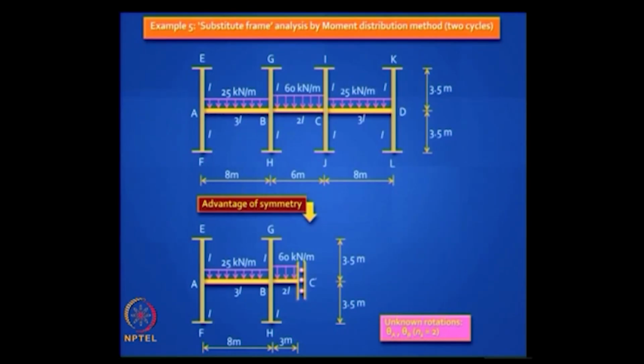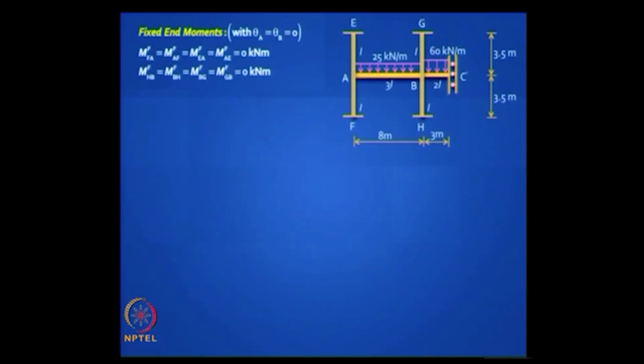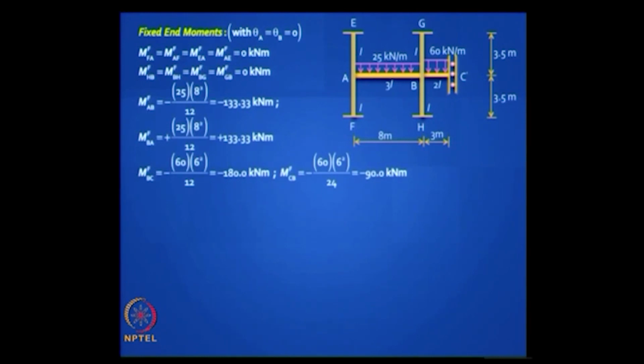You have 2 unknown rotations here, theta A and theta B, and you need not worry about the delta C because we know the modified stiffness. How do we proceed? Well, first we calculate the fixed end moments. For the column elements there are no fixed end moments because there is no lateral loading on those columns. For the beam elements AB and BC dash, I hope by now you know how to do those calculations. Okay, so let us assume you can calculate these moments correctly.